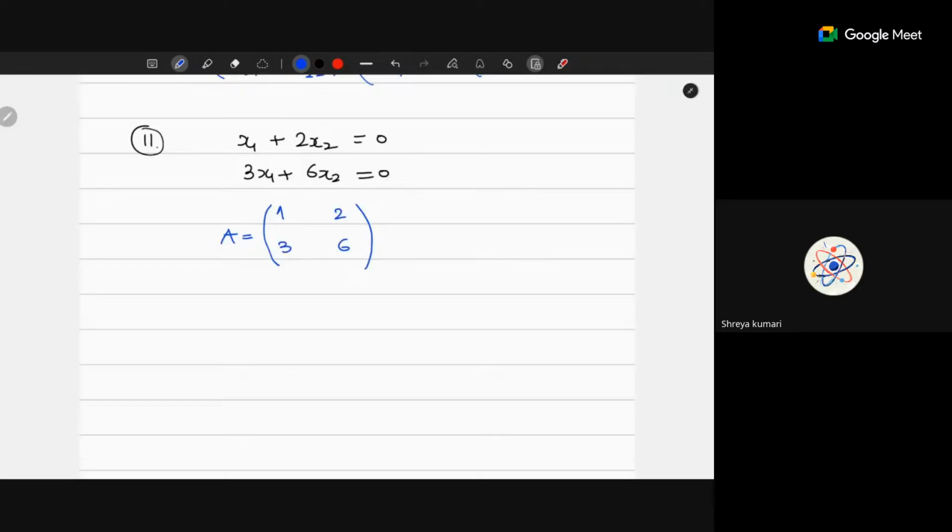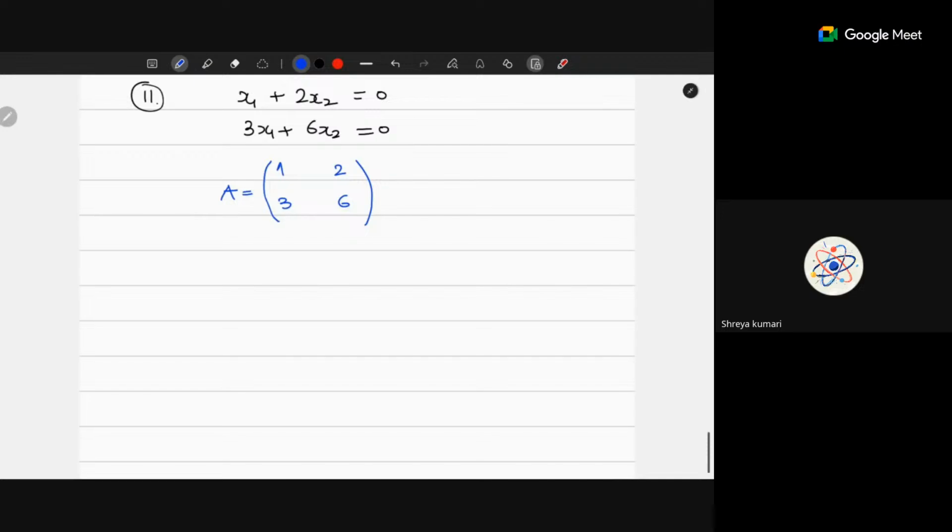Right. Now, what is the augmented matrix in this case? The augmented matrix in this case is going to be 1, 2, 3, 6, 0, 0. Right. And then let's apply the Gaussian elimination method. What R2 operation should I apply? R2 minus 3R1, right. So what do we get? We get 0, 0. All right. And now there is only one pivot, right? How many non-zero rows? 1. Number of pivots is also 1.